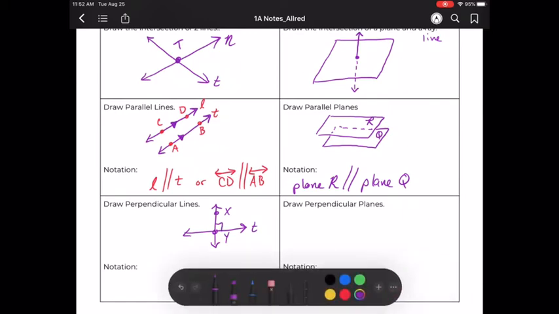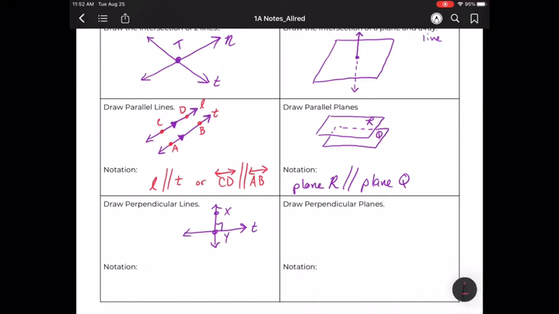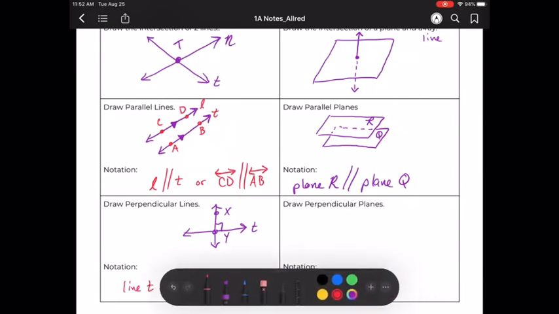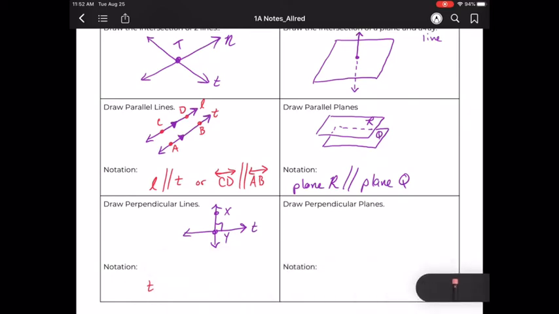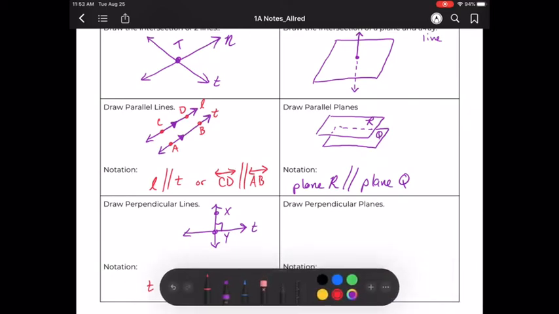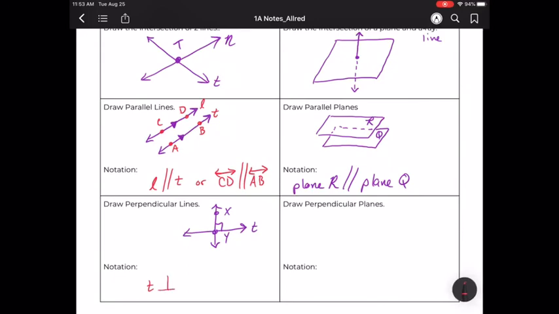And the notation for that, we would say line T, or just T without the word line, is perpendicular to, and this is your symbol for perpendicular. It's an upside down capital T. There's two perpendicular lines like that. And then we would say line XY above that.